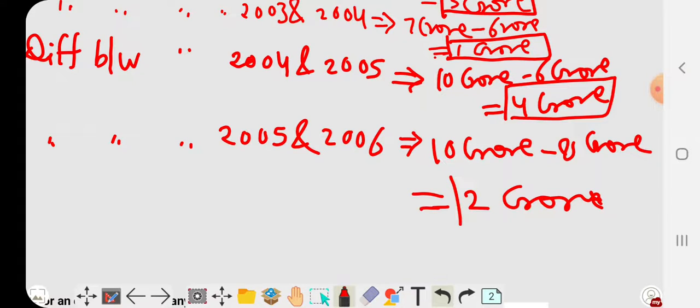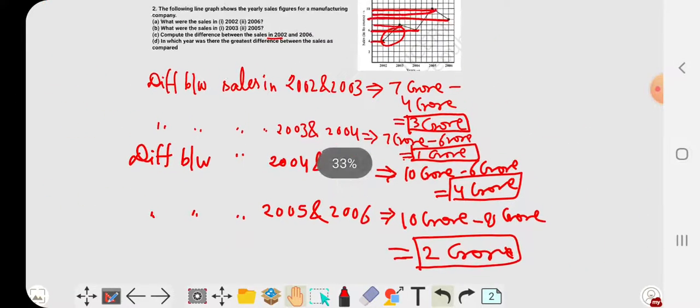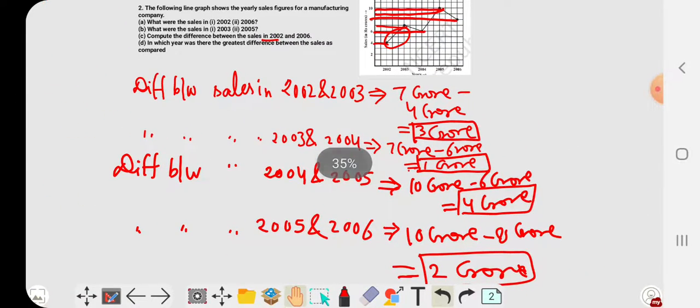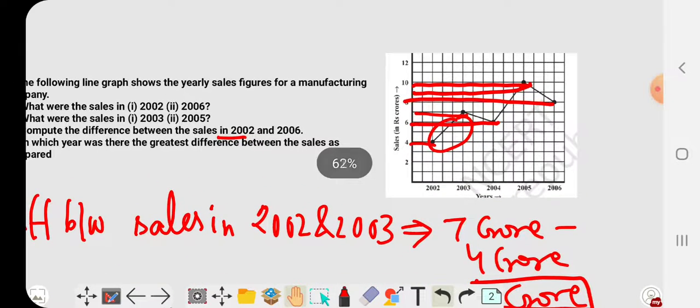So which one is the biggest or the greatest difference? You can easily see here that the difference between 2004 and 2005, which is equal to 4 crore, is the biggest difference of the sale, as I have told you earlier, because that line from 2004 to 2005 had the longest length. So that is it for today.